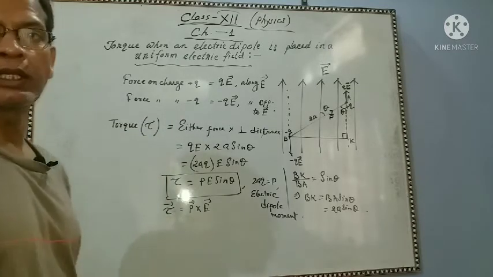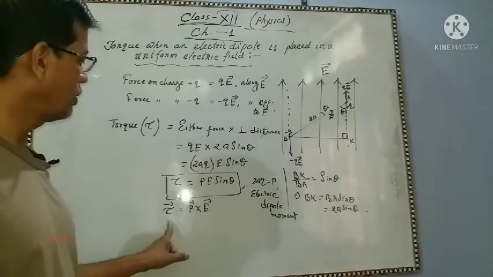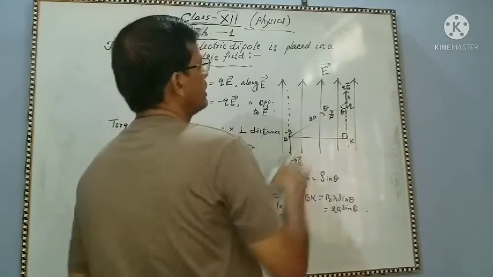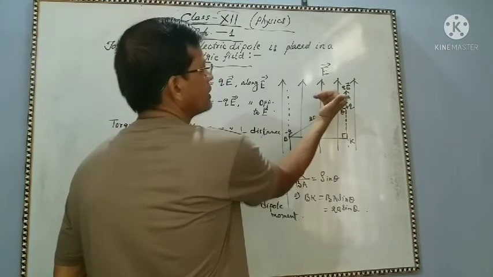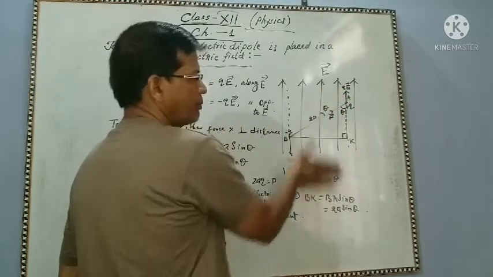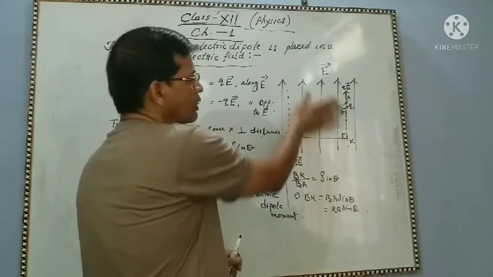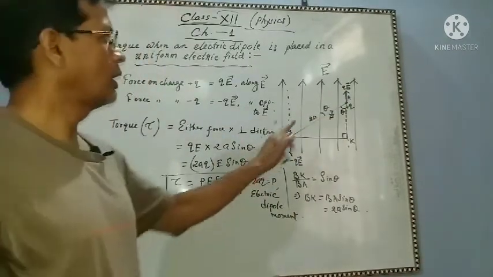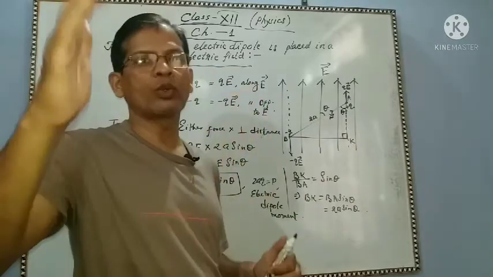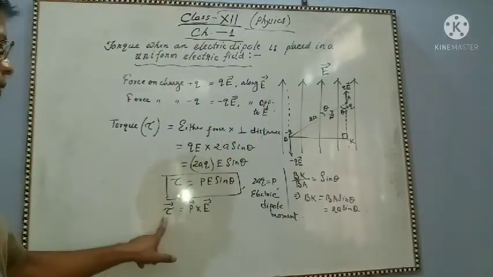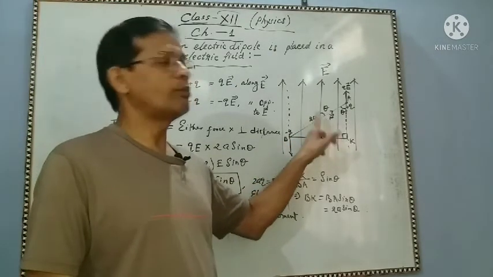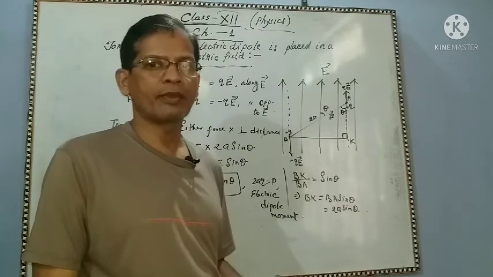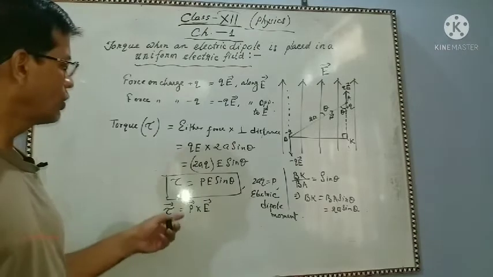What will be the direction of the tau vector? The tau vector will be perpendicular to P cross E. By the right hand thumb rule you can use this. If the P vector and E vector are in the plane of the board, then the thumb will indicate the direction of the tau vector. So the tau vector will be perpendicular to the plane of the board in the outward direction by the right hand thumb rule.